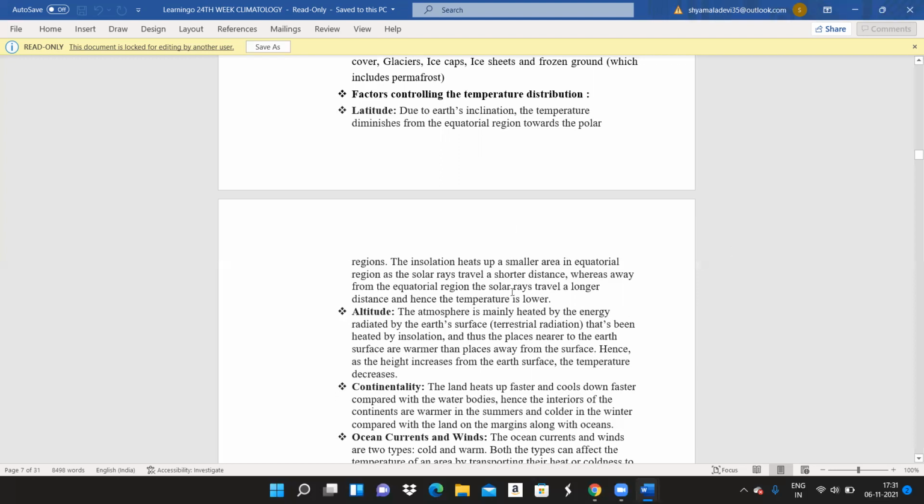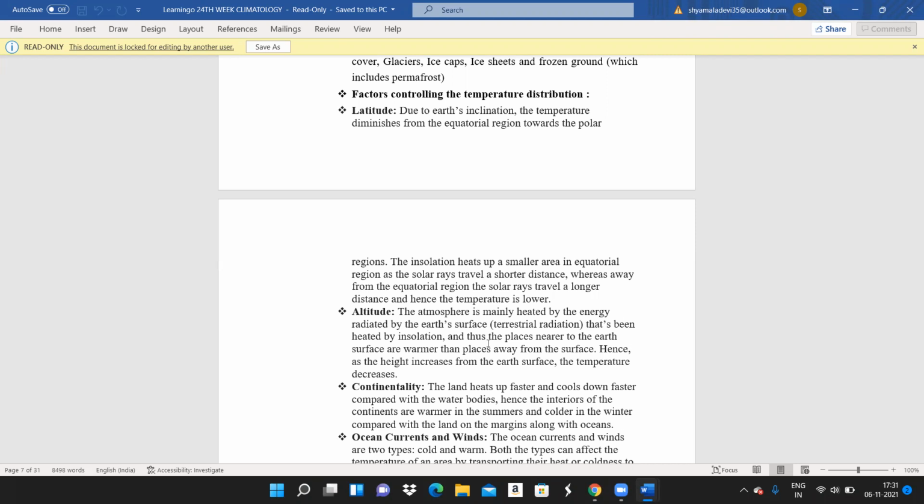Next one we talk about is altitude. The atmosphere is heated by the energy radiated by the Earth's surface. What we receive is radiated by the Earth's surface. How much heat we receive, we also return back to the atmosphere, which you call terrestrial radiation. That's been heated by insolation, and the places nearer to the Earth's surface are warmer than the places away from the surface. Hence, as the height increases from the Earth's surface, the temperature decreases.